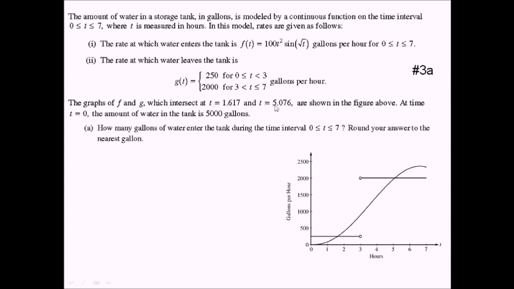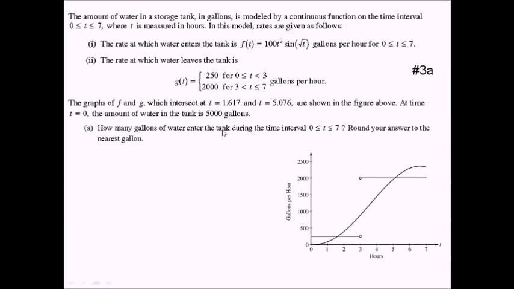I mean, it was a calculator question, so you could have found this on your own, but it was nice of them to provide this information. So here's one intersection and the other intersection, which they gave us. They also told us we're starting with 5,000 gallons. All right, now that we've got that set up, part A.